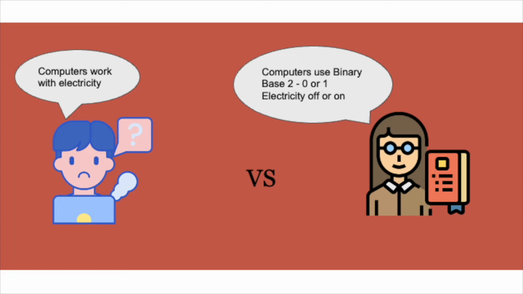So our amateur says, okay, I know that computers work with electricity. And the expert says, well, not quite really. Computers actually use binary, and electricity can be turned on or off. So that is equivalent to base 2. When the electricity is on, we have the digit 1. If the electricity is off, it's 0.